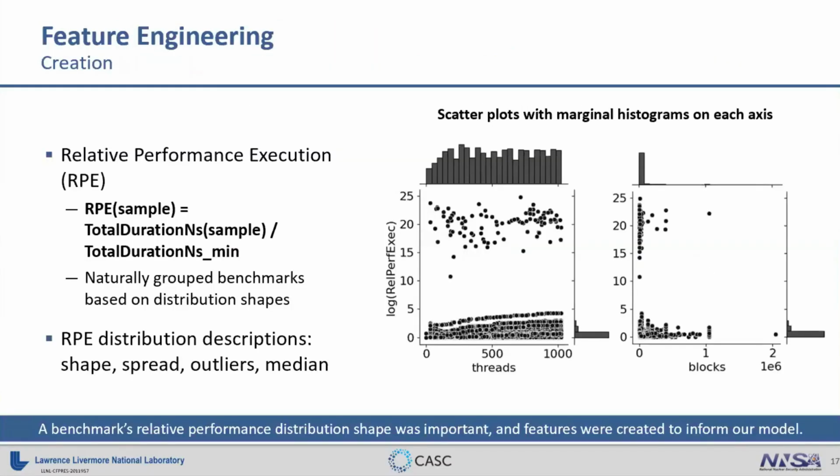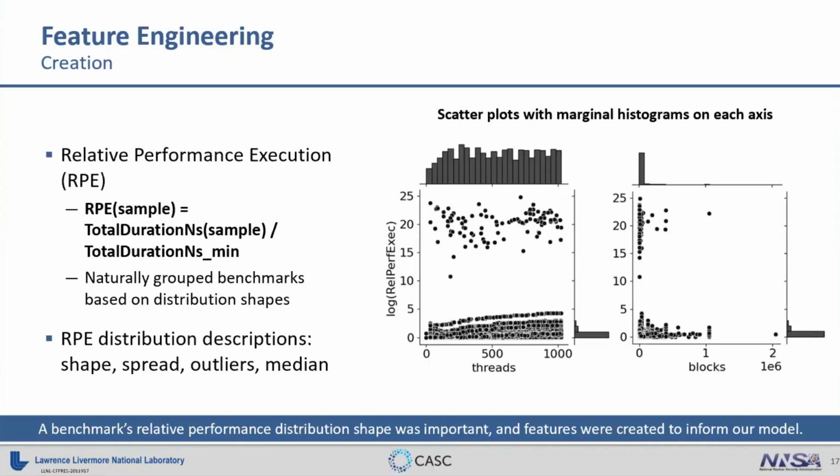So in step 2 of our workflow, we utilize feature engineering to generalize our models. The step I will highlight is the feature creation step. Since our goal was to predict performance execution time, the original target feature of our prediction was total duration nanoseconds reported by Rockcroft. However, we were training our models using multiple applications, ranging from simple to larger proxy apps.